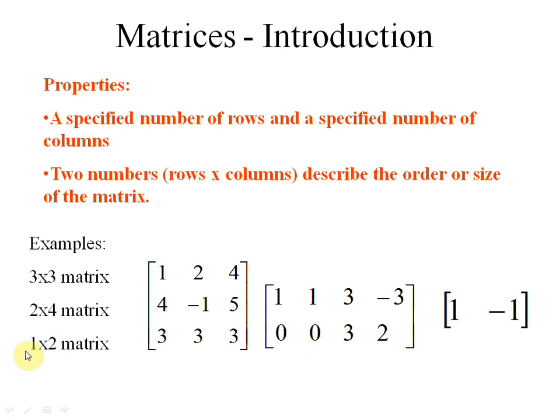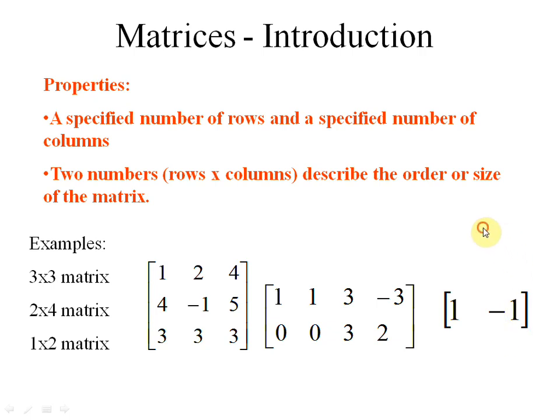In the last matrix, the order is 1 by 2. 1 by 2 means we have 2 elements. So here we have only 1 row and 2 columns. In the x-axis direction there is only 1 row, and in the y-axis direction we have 1 element in each column: the first element of the first column, and the first element of the second column.